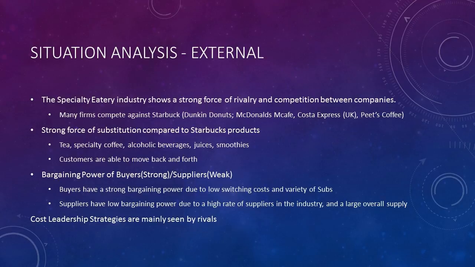And also, customers are able to move back and forth. This leads into bargaining power of buyers since they're able to move back and forth with little switching cost. They're able to choose which company they want to buy their coffee from, and they have a variety of substitutes as well. Suppliers' bargaining power is perceived to be low since there's a high amount of suppliers within the industry, and since Starbucks demands a large overall supply. Certain strategies seen by rivals are the cost leadership strategy. This means they're able to offer coffee substitutes at a lower price compared to Starbucks.